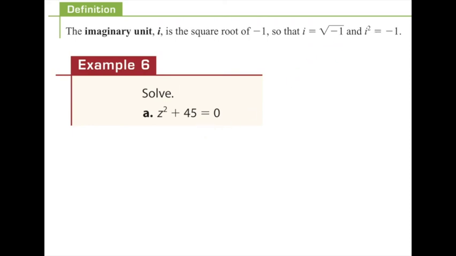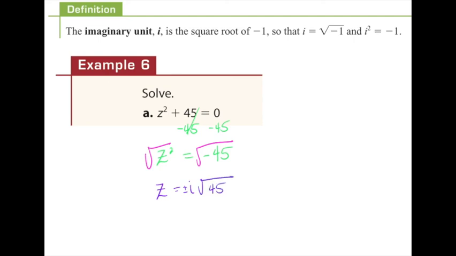When we go to solve it, our rule is to get that z squared by itself. And to get the z squared by itself, I have to subtract 45 from both sides. So I get z squared equals negative 45. Well, you can see that if I take the square root of both sides, I have a negative here in my root. And what this rule allows us to do is to say, well, this is going to equal i, and we still need the plus or minus, square root of 45.